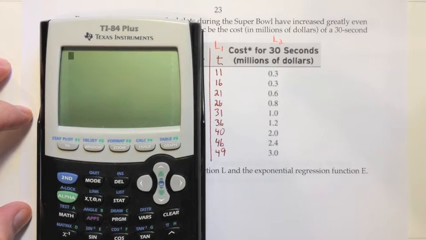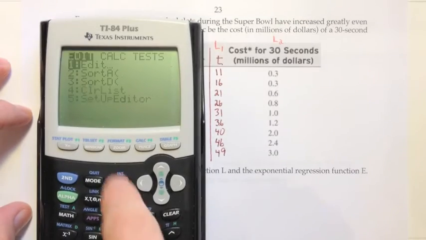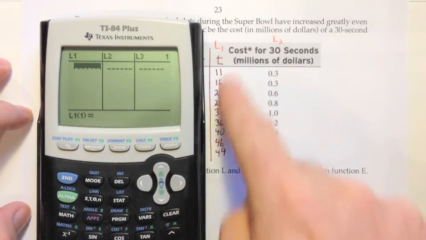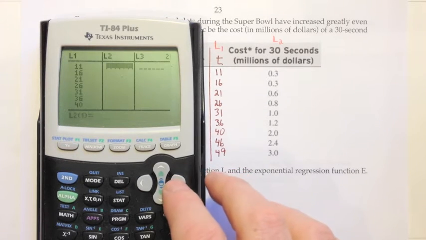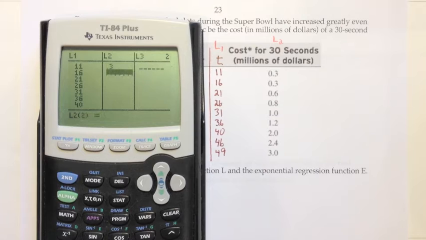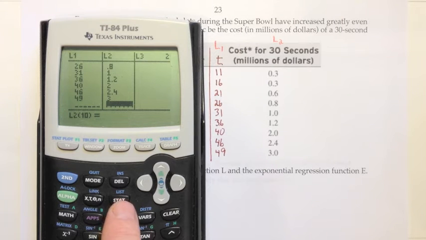So I'm going to go ahead and turn that on. I want to go to the Stat menu and choose Edit, enter in those values of t. And then move over to L2 and enter the cost of the ads. And then I want to do a scatter plot. But before I do a scatter plot, I want to make sure my window is correct.